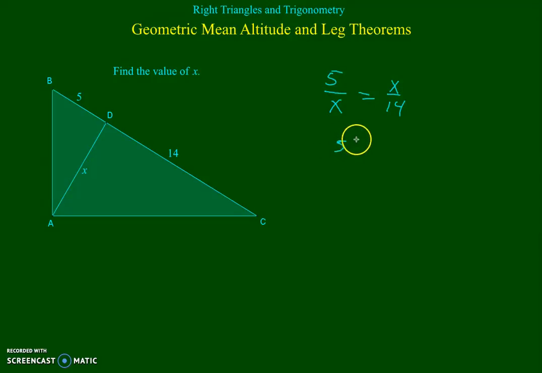So 5 times 14 equals x squared. The square root of 5 times 14 equals x. X equals the square root of 70, which doesn't simplify, and that's approximately 8.4. So that's the first problem. In the next part, we'll continue working on more of these examples.